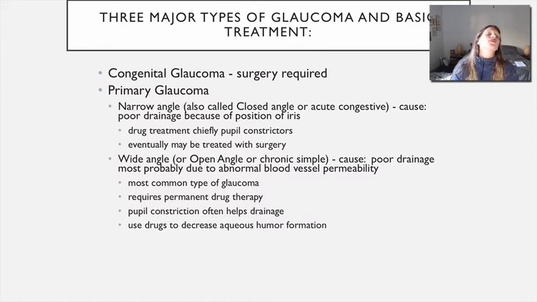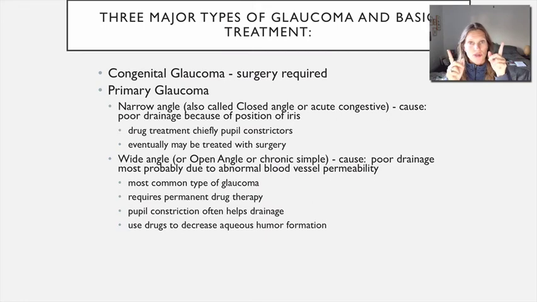Wide angle glaucoma is common in diabetics, and it's common in people that have high blood pressure, people who are more likely to have vascular disease. So about 95 or 96% of people who have glaucoma have this type of glaucoma. This is a chronic condition because the canal of Schlemm is not totally closed. It's still draining. It's just draining slowly. So the fluid starts to build up slowly over time, and the intraocular pressure slowly goes up over time.